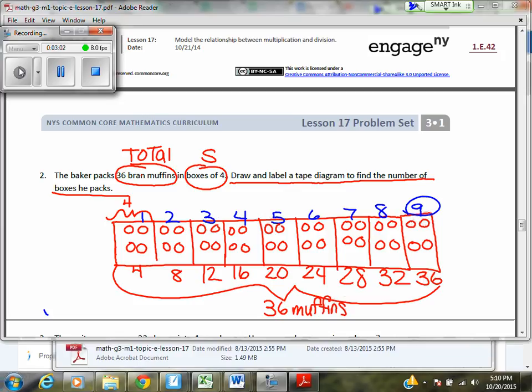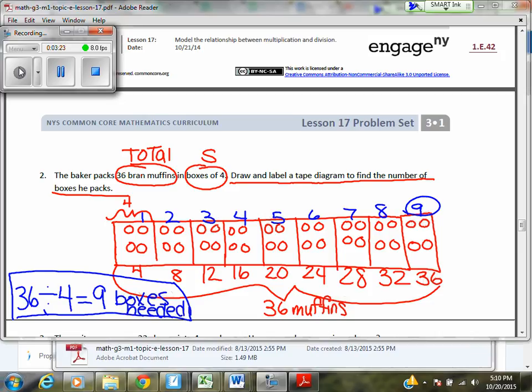So writing an equation here, I started out with 36 muffins, and I divided them in groups of 4, and it got me 9 boxes that were needed. I'm going to put a box around my answer so that Ms. Thomas knows which one on the paper is my answer. And so when I'm looking at this, I understand that I started with my total, and I got the groups, the number of groups that there were. And so this is what I'm doing. This is how I'm figuring it out, just using those strategies.